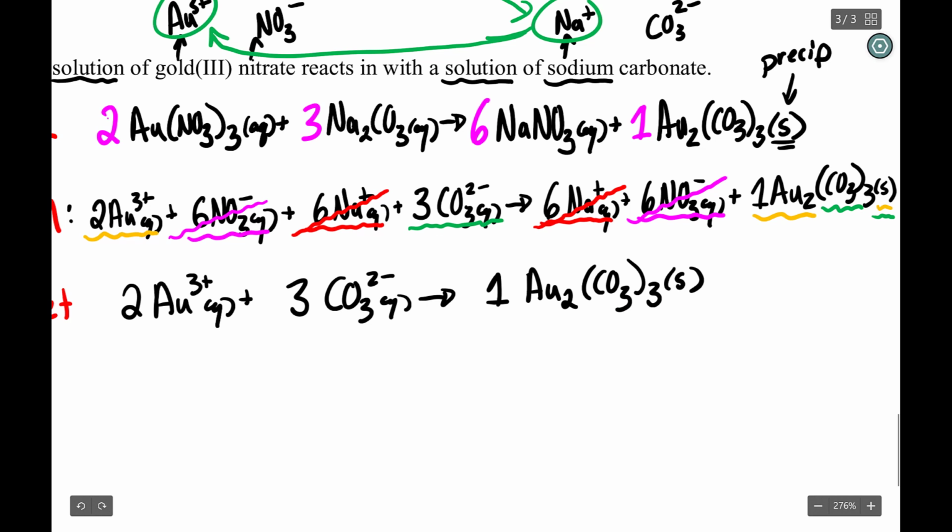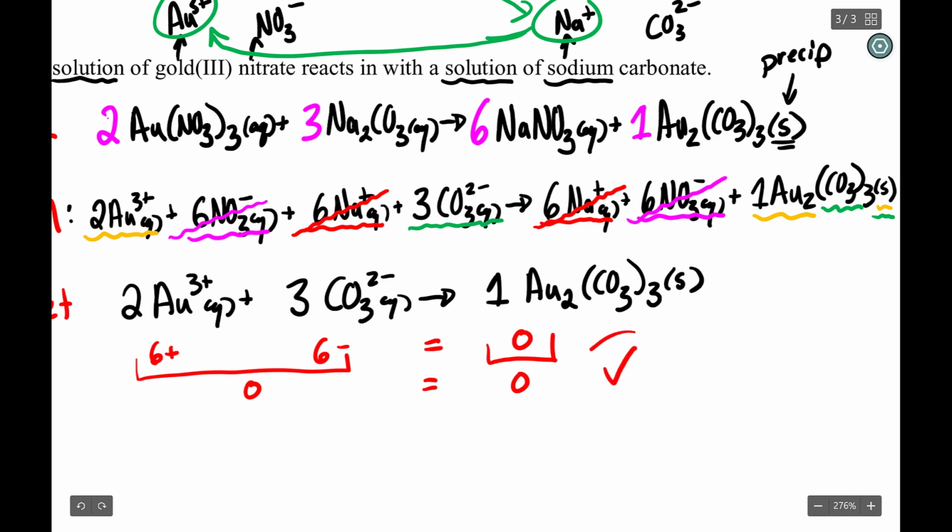I check my charge. 2 times 3 plus is 6 plus. I've got 3 times 2 minus. That's 6 minus for a grand total of 0 on the reactant side. Then I have 1 times nothing. So that's going to be nothing. And so 0 is equal to 0, and I've done it right.